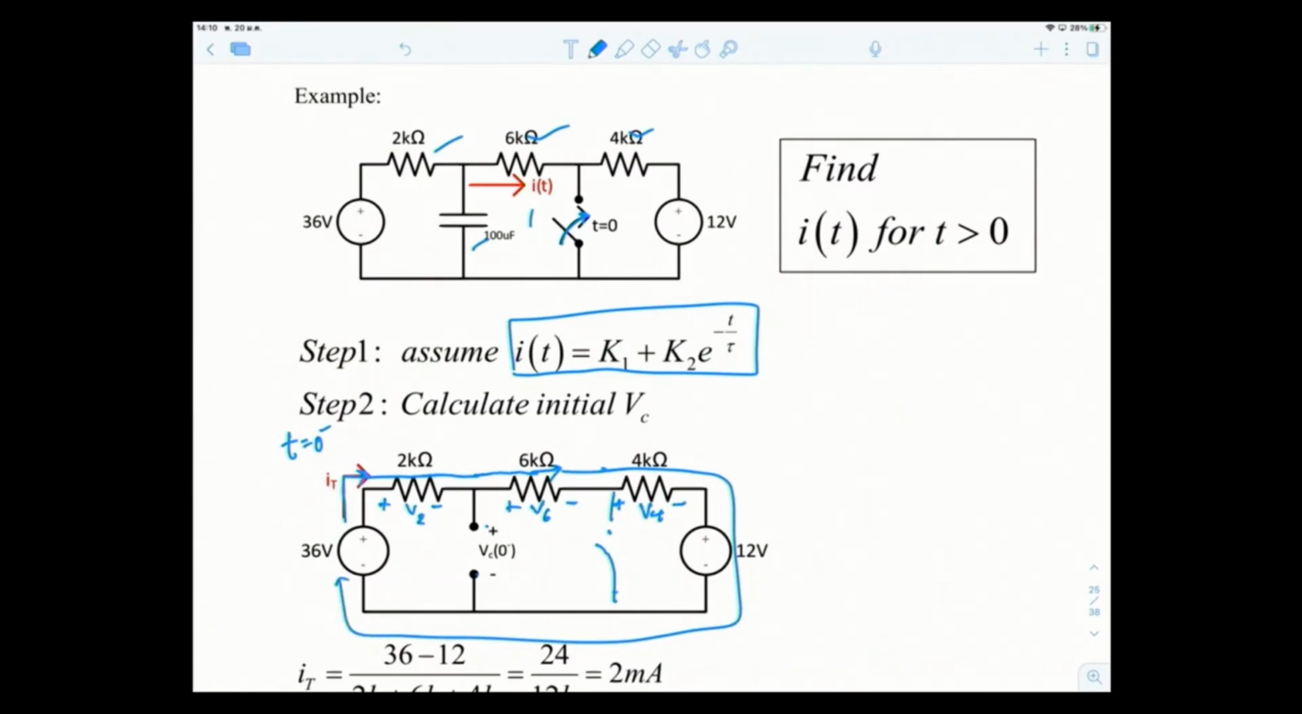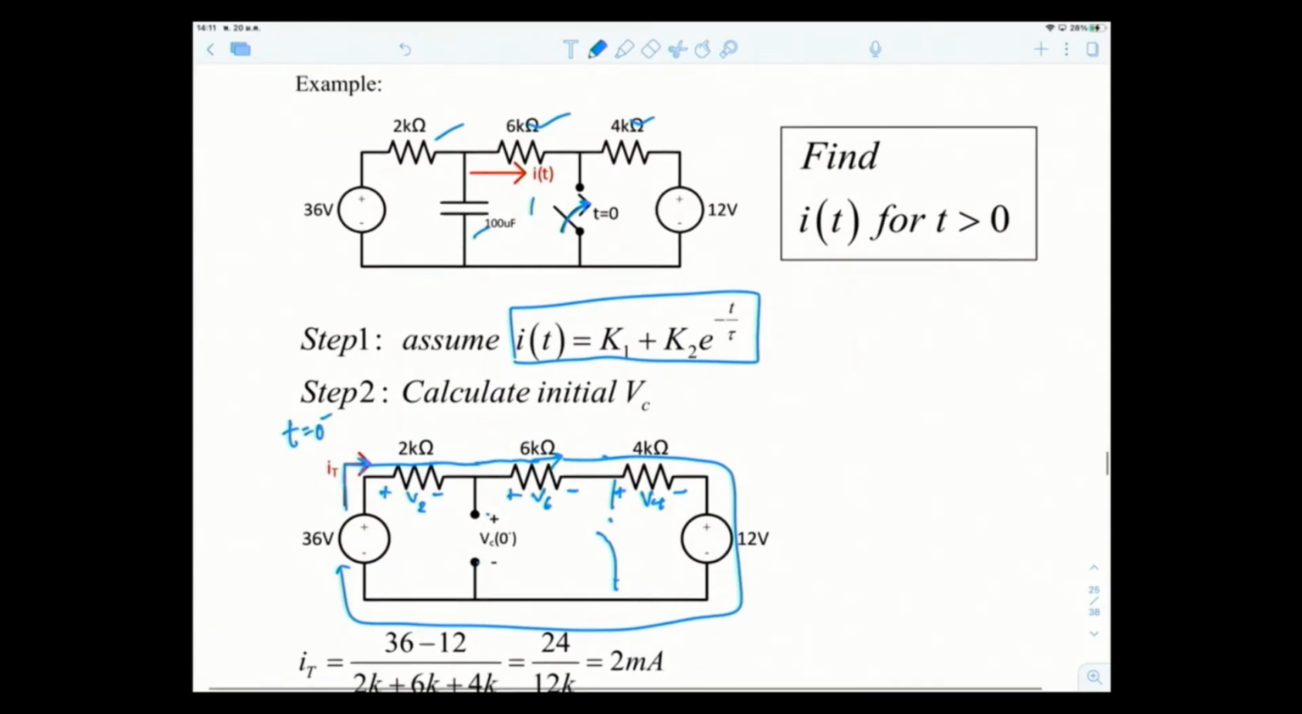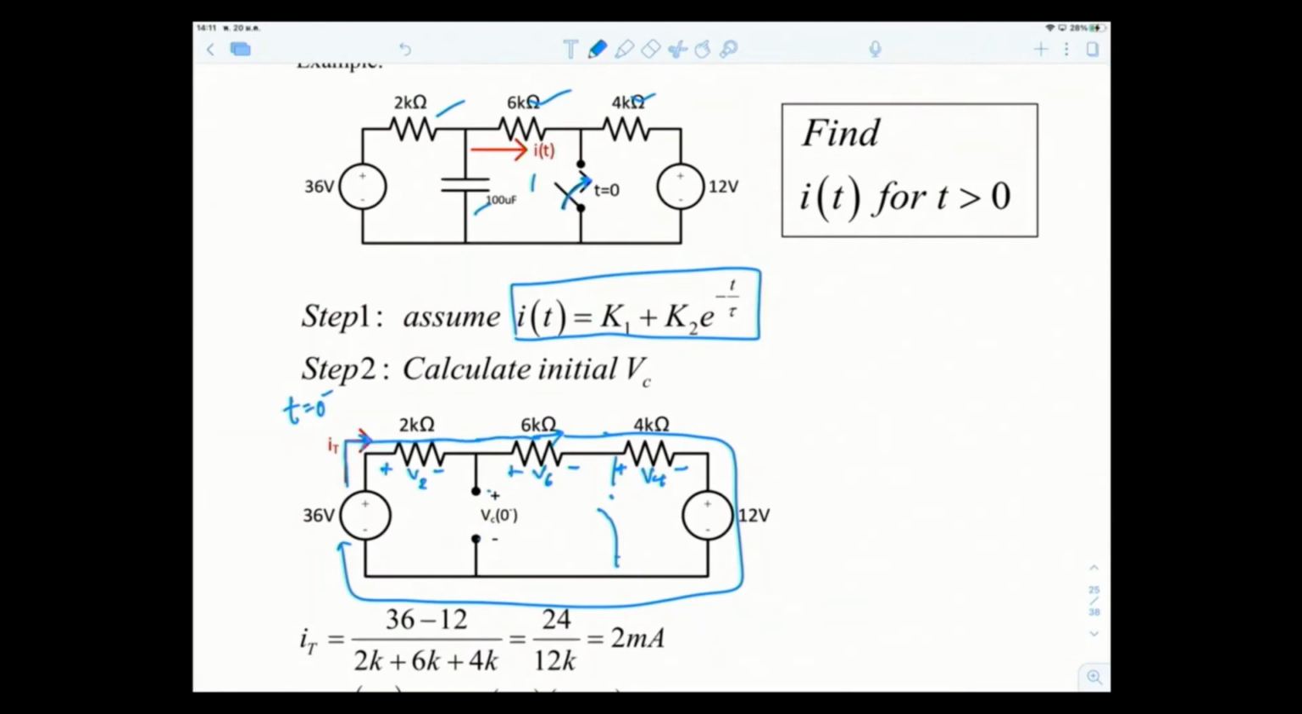So it's only one loop altogether. Well, there are two sources. I'm not so sure whether it's going to be 36 plus 12 or 36 minus 12, but I will simply do KVL because it's a loop, one mesh. I can write KVL and see what happened, or use mesh analysis. So I want to find I total.